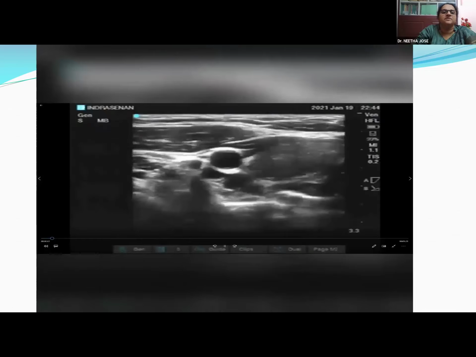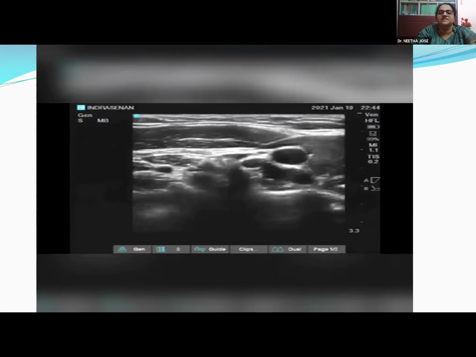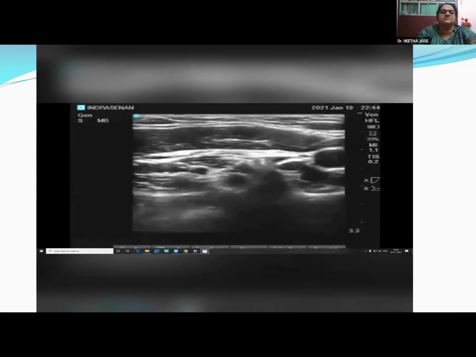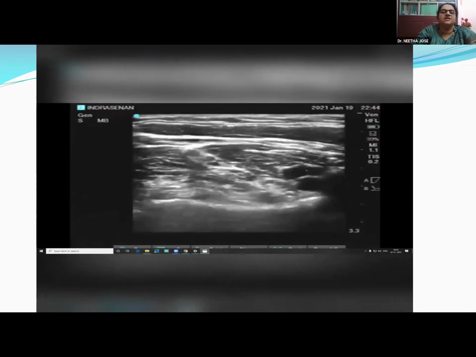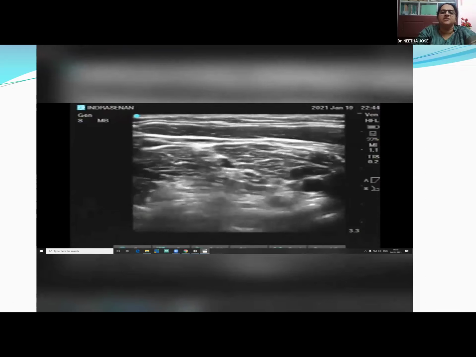Here is a video depicting the interscalene brachial plexus block. Here, the transducer is positioned in the transverse plane to identify the carotid artery. Once the artery has been identified, the transducer is moved slightly laterally across the neck. The goal is to identify the anterior and middle scalene muscles and the elements of the brachial plexus.